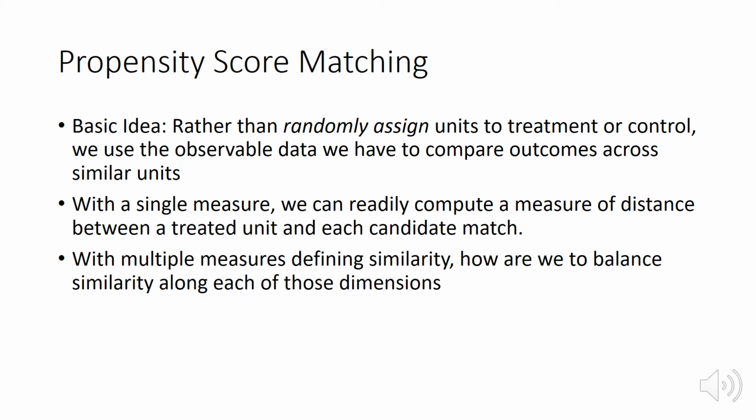And with observable measures, let's go back to our example of the polio vaccine. With observable measures like height and weight, it's really easy to calculate how similar two units are to one another. With a bunch of different observable measures, we can balance similarity along several dimensions. Now, I know this is a lot to throw at you at the beginning of class. We're going to see a bunch of examples which will hopefully make it clear.